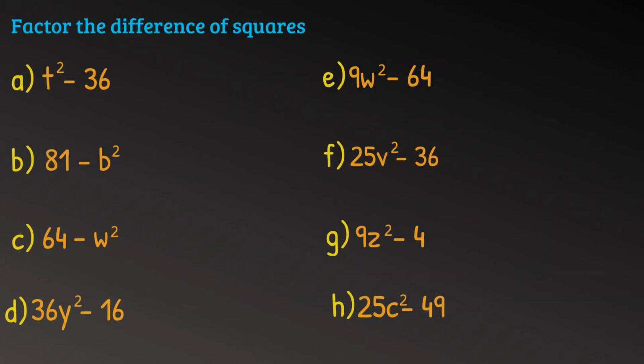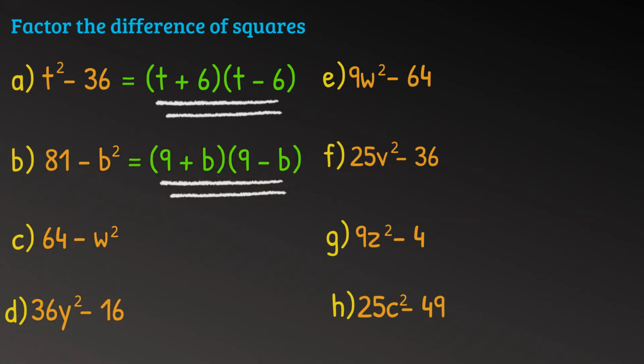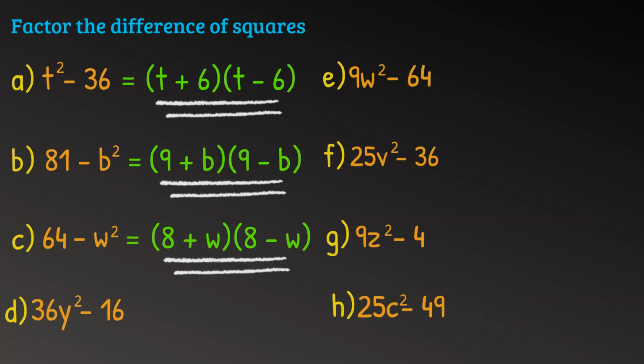So now we'll just run through a few examples. So if we have t squared minus 36, we would have to square t to get t squared, and we would have to square 6 to get 36, so we can factor this as t plus 6 times by t minus 6. And for 81 minus b squared, well, 9 squared is 81, so we have 9 plus b times by 9 minus b. And for 64 minus w squared, we have 8 plus w times by 8 minus w.